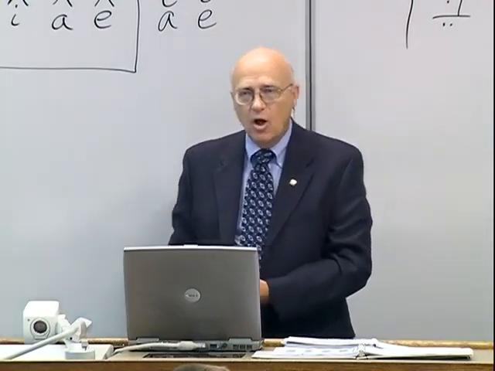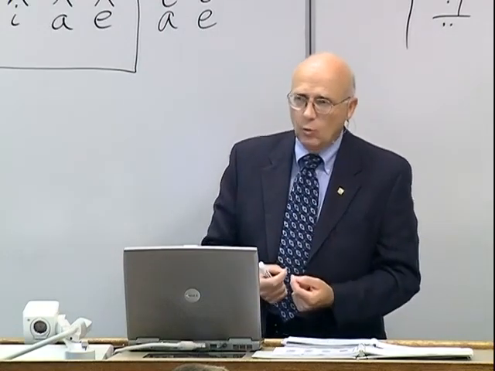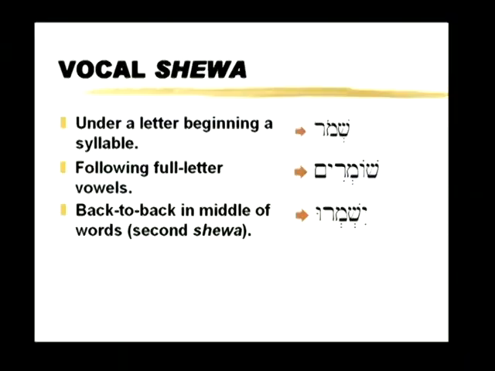And then when you have two schwas back to back in the middle of a word, then the first one is always silent and the second one is always vocal. So in this word, it's yish-maru. Okay, yish-maru. Everyone? Yish-maru. Again, yish-maru. Two schwas back to back in the middle of the word. The first one is always what? Silent. The second one is always vocal. All right. Now remember that's in the middle of the word.